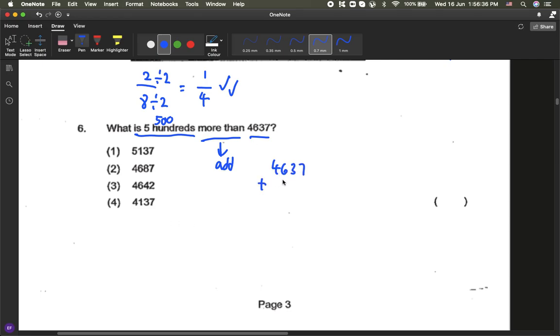So 4,637 plus 500. 7 plus 0 is 7. 3 plus 0 is 3. 6 plus 5 is 11. Carry the 1. And we have 5137. So the answer to this question is option number 1, 5137.